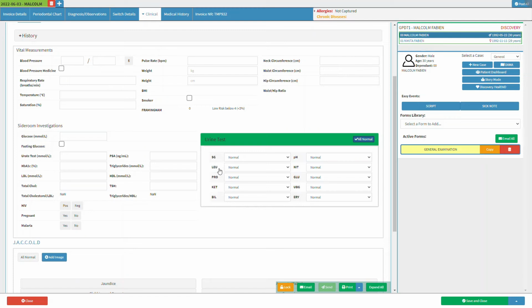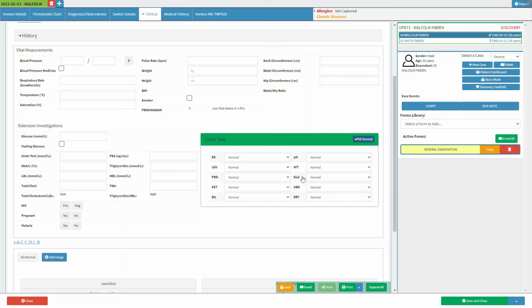LEU is the leukocyte esterase test done to find any white blood cells in the urine, which is a general indication of a present infection. NIT is the presence of bacteria in the urine that causes nitrates to be turned into nitrites. PRO is the amount of protein found in the urine, which is an indication of kidney function. High levels of protein could be the cause of improperly functioning kidneys.